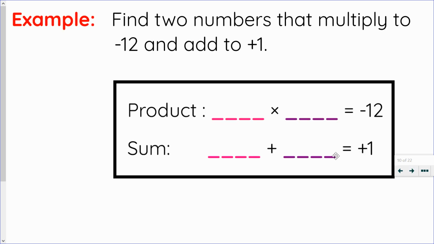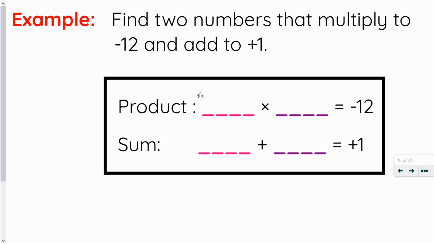Let's say I want to find two numbers that multiply to negative 12 and add to positive 1. Since the product is negative, I know that one factor has to be positive and the other factor has to be negative. That's the only way I can get a negative number. Now, since I add to a positive number, I know that my bigger number is the positive number and the smaller number is the negative number.